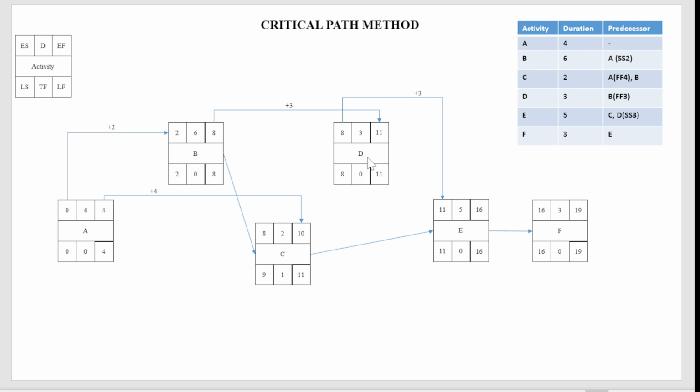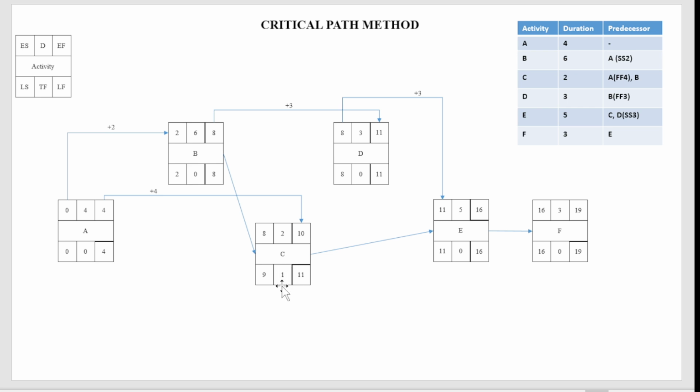Okay, so 11 minus 3, you take this one because you connected this with this, means this will be connected with this one. 11 minus 3 is 8, so 8 plus 3 will be 11. So 11 minus 11 is 0, 8 minus 8 is also 0. Same follows for this one. Now for the activity C, 11 minus 10 is 1, 9 minus 8 is also 1. So total float for this activity is 1.